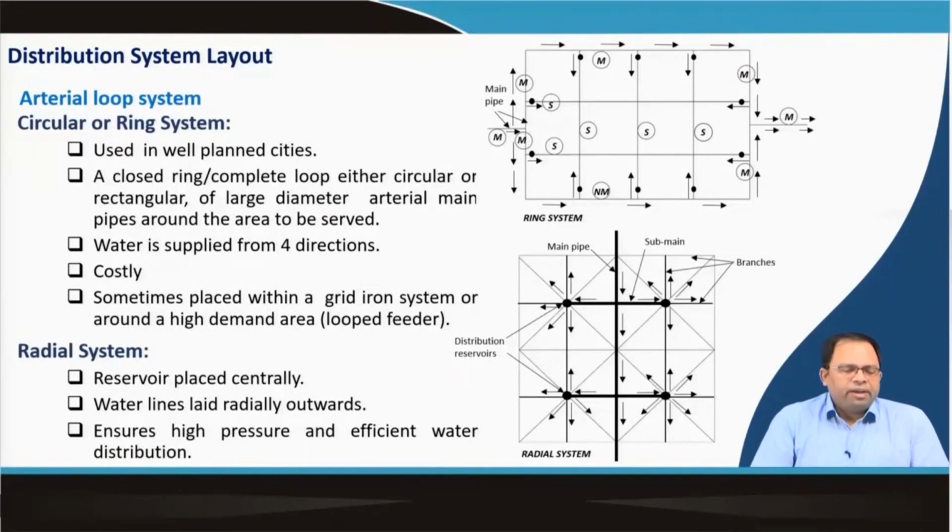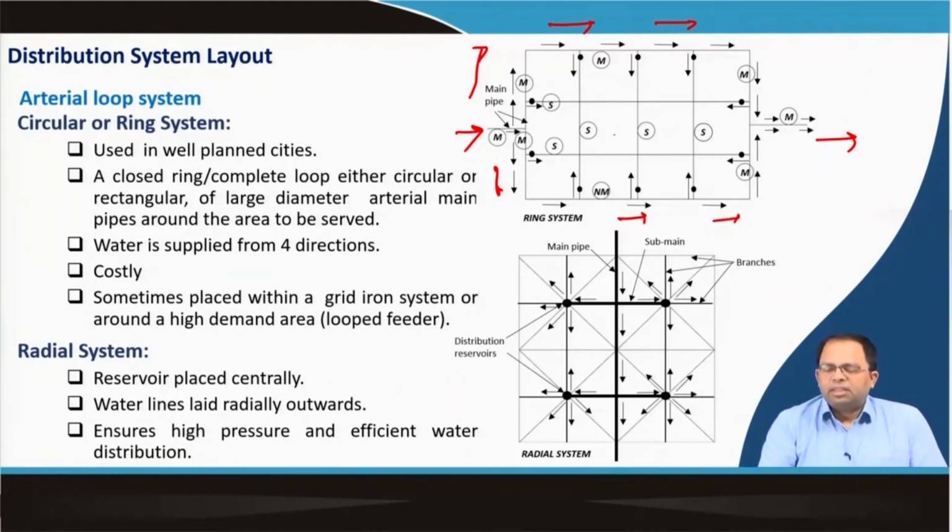So, then we have this arterial loop system, within which we can have the circular or ring system, and also the radial system. The circular or ring system is almost similar to the grid network, but the difference is we have the main, this is the incoming water and this is the outgoing water, and this goes along the sides. Instead of going along a main in the middle, it goes along the sides in both directions, and then water is supplied from here. Using this network that we design in between, we can supply the water to the different zones. Now, what is the benefit?